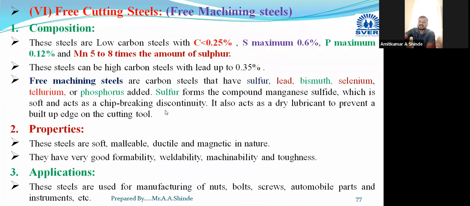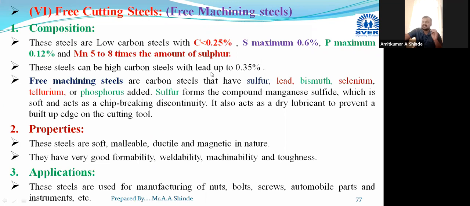Okay. Then the next type is free cutting steel or free machining steel. Here you can use low carbon steel as well as high carbon steel. If you are using low carbon steel, then its carbon percentage is less than 0.25%, with maximum amount of sulfur up to 0.6% and maximum amount of phosphorus permitted is 0.12%, with manganese 5 to 8 times the quantity of sulfur. Or you can use the high carbon steel with lead 0.35%.